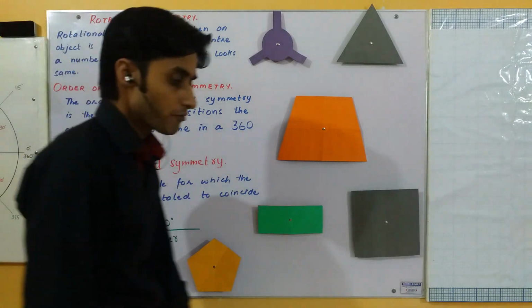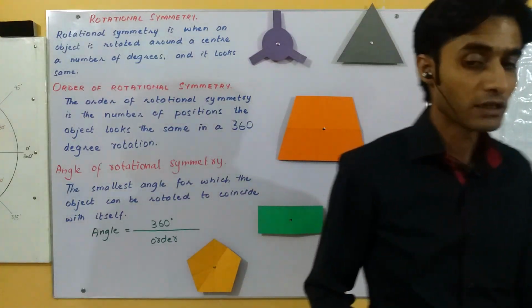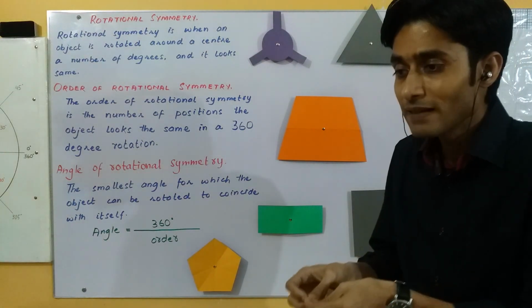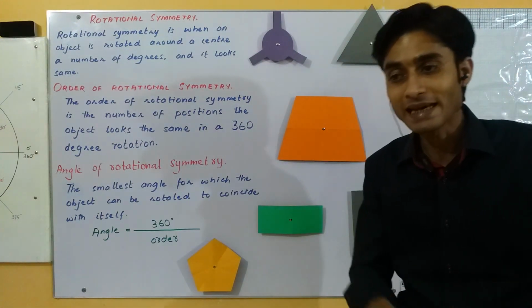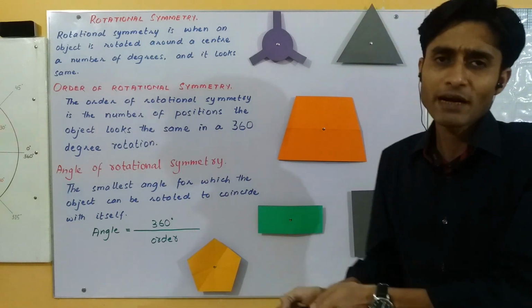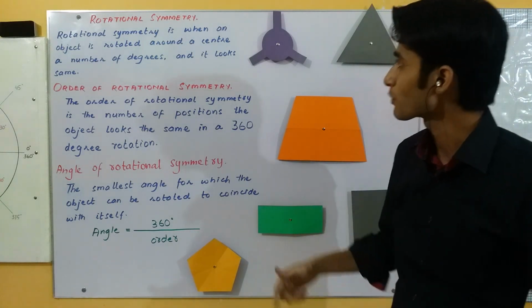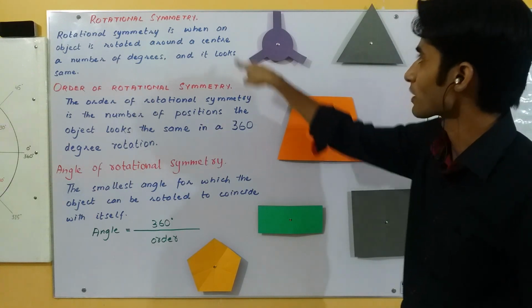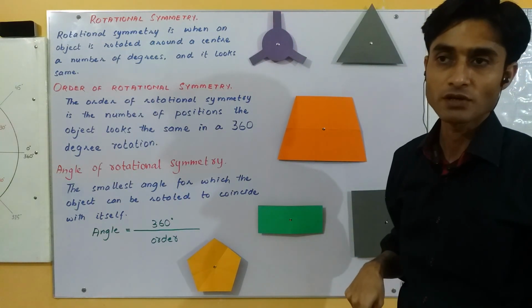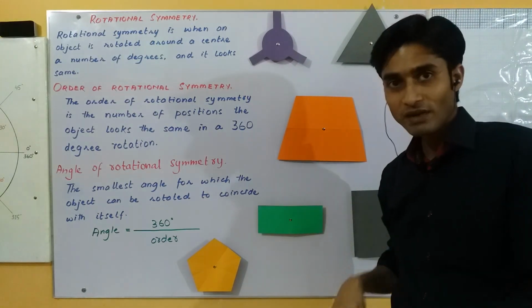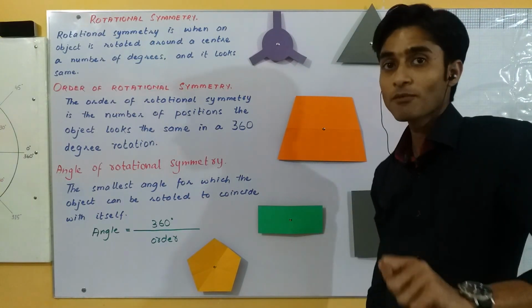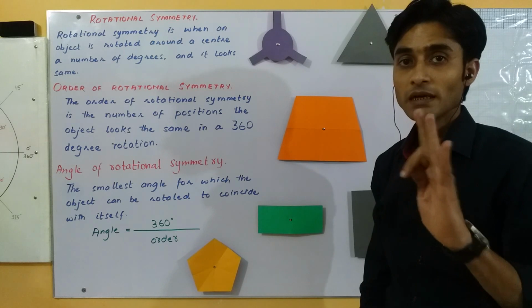Then I want you to identify the angle of rotation, the minimum angle that this shape required to look exactly the same or to coincide with itself. So how do I calculate it? I know in a complete rotation the angle is 360. This is the angle of complete rotation, and the number of times it looked exactly the same, the order of its rotation, was 3.